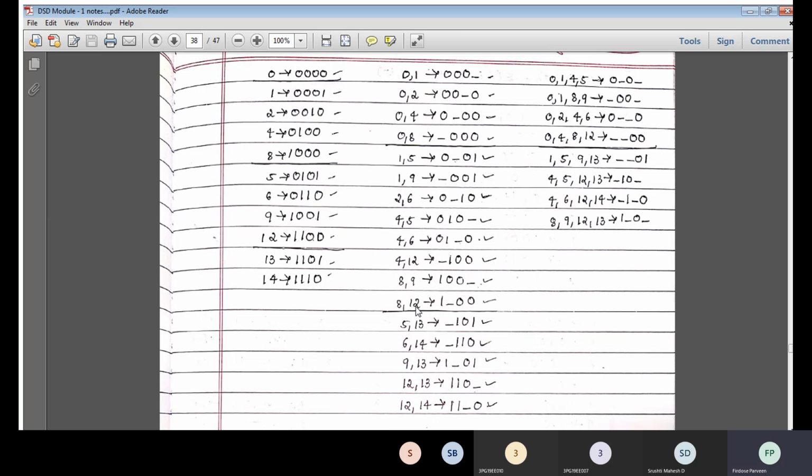Next 0, 4, still anywhere it is second position. Okay, here it is 0, 4, 8, 12. So when you are seeing 0, 4, it is 0 dash 0, 0. 8, 12 is 1 dash 0, 0. So which is varying? The first position is varying. Dash dash 0, 0. Understood? Any doubts? Girls, any doubts? No, ma'am.